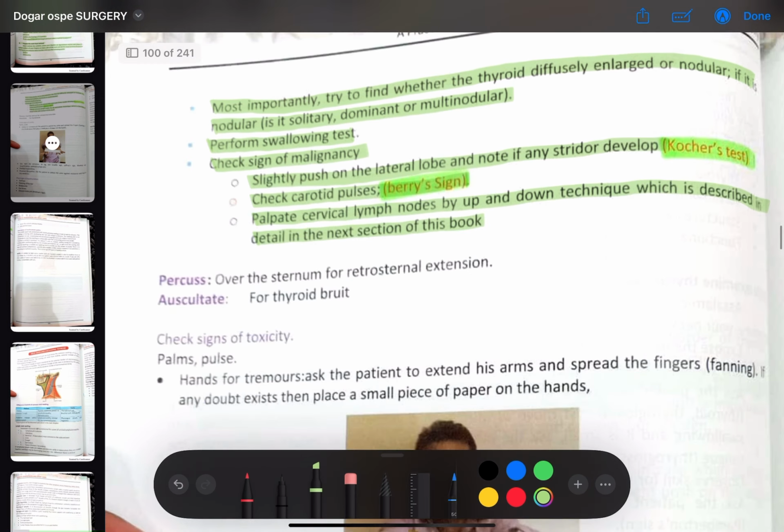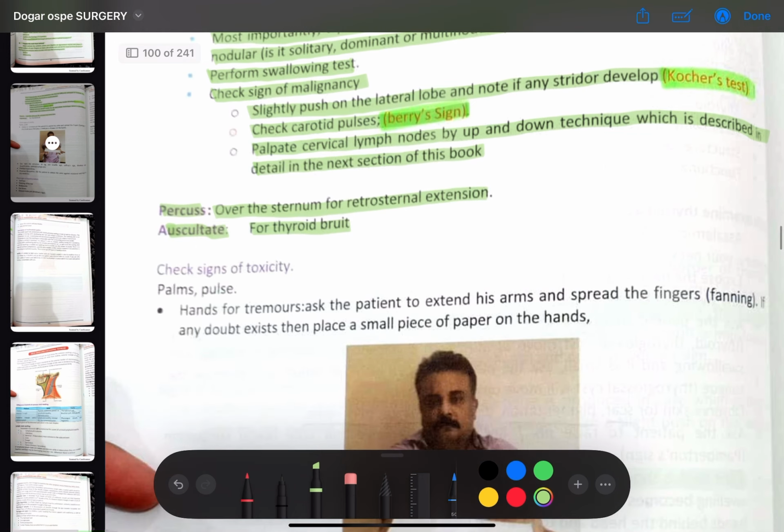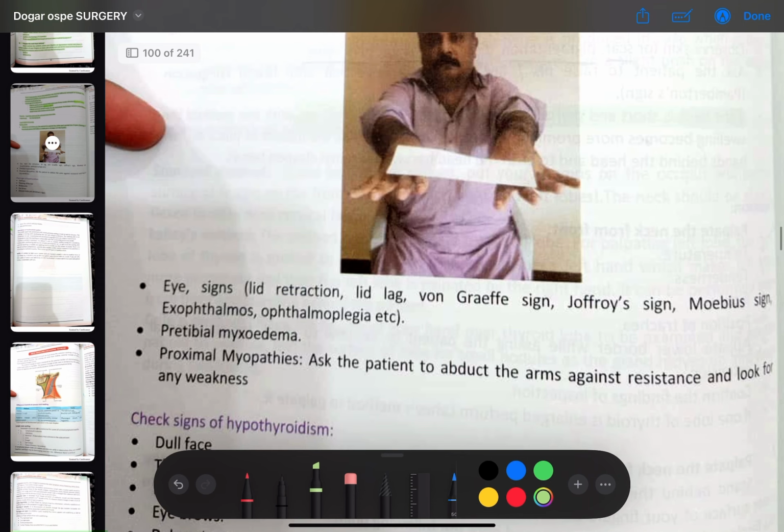of this book. On percussion, percuss over the sternum for retrosternal extension, and auscultation is done for the thyroid bruit. Now check the signs of toxicity, that is in the palms and pulse. Check the hands for tremors. Ask the patient to extend his arms and spread the fingers. If any doubt exists, then place a small piece of paper on the hands.